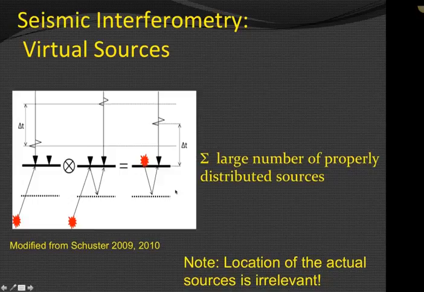Now, in interferometry, there's another important step, and that is this really only works if you have a large distribution of sources in the subsurface that have a range of depths and a lateral distribution such that when you add up a large number of these sources, only those sources which share this particular entryway to this reflection add constructively, so that the sum produces effectively a signal here that stands out from the noise.